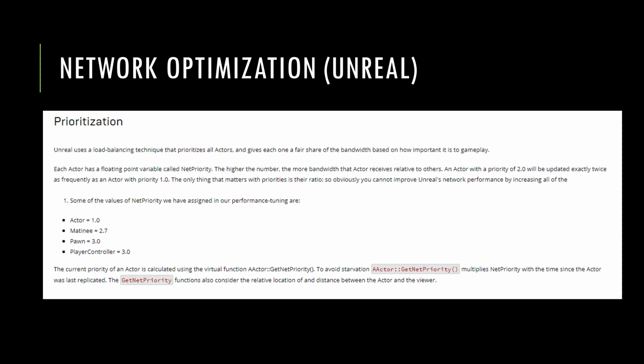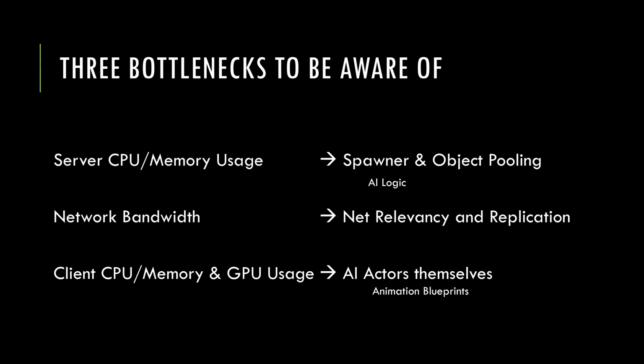So, just a quick summary on those three. There are three bottlenecks that we need to think about. One, our server CPU and memory usage. That's largely what we've been talking about in this video, which is the use of an AI spawner, the use of object pooling, and then making sure our AI logic is tuned, because all three of those are happening on the server. And if we don't manage the performance, we can run into scaling issues.